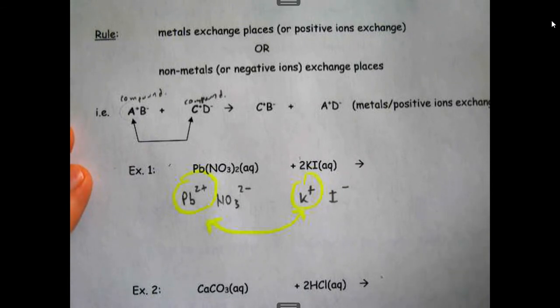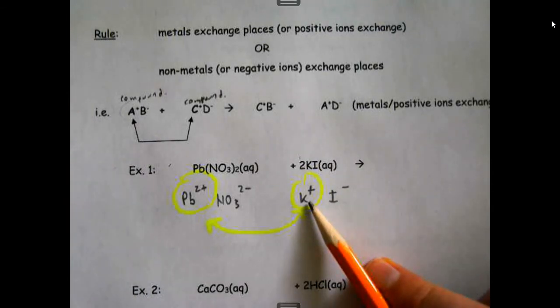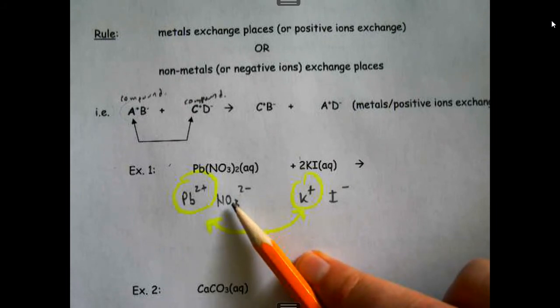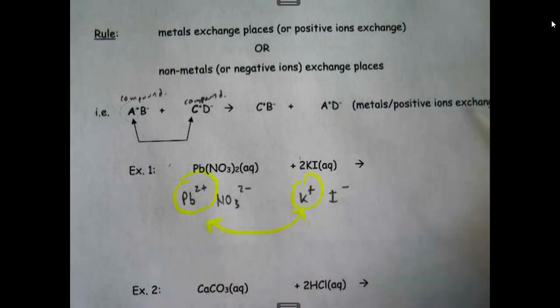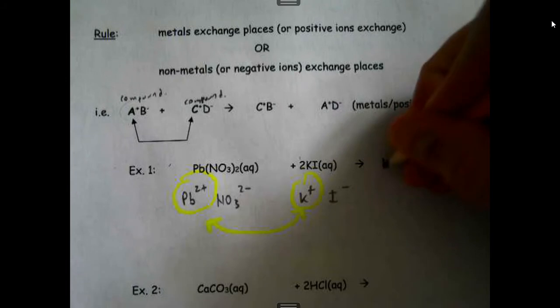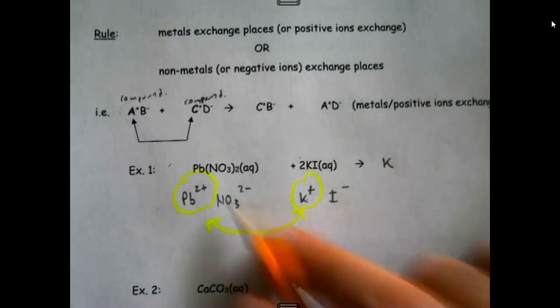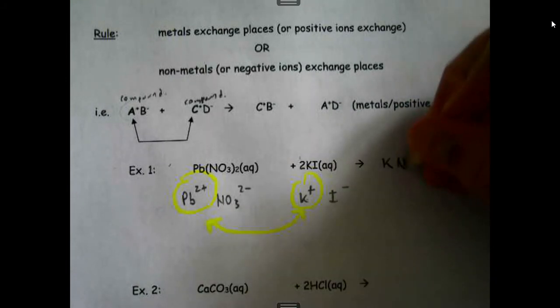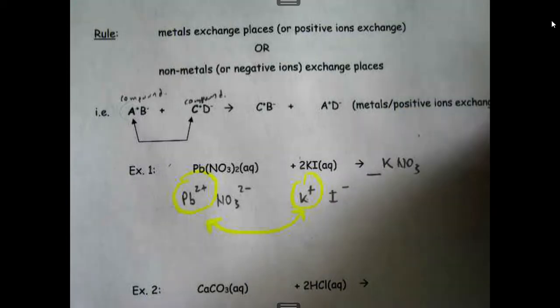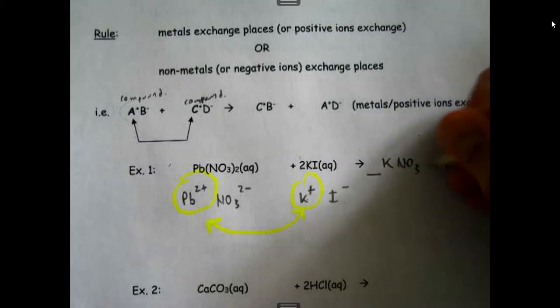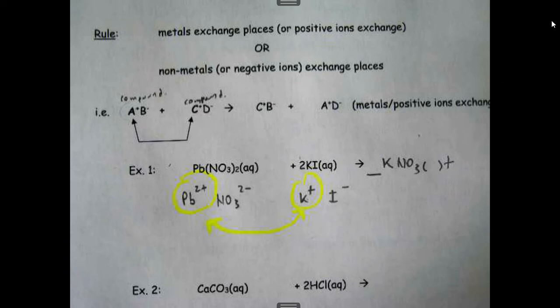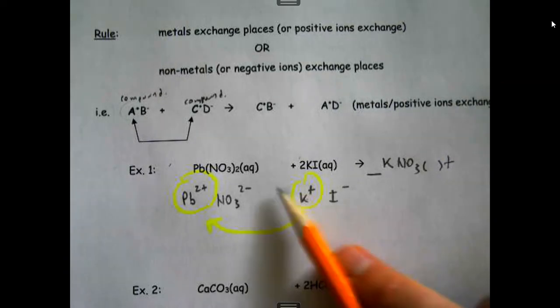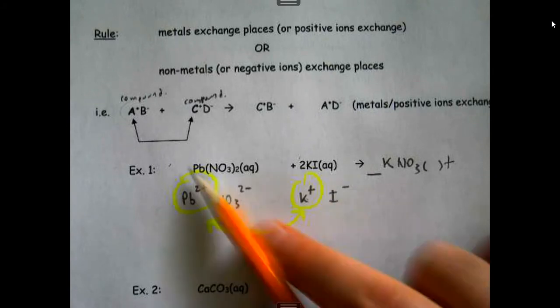So the products in this case will be: K will now end up going with the NO3, and the lead will end up going with the iodine. So we're going to get potassium with the nitrate. We'll make sure it's balanced after. I'm going to leave the states for the time being. We'll fill that in after because that's going to be a pretty important thing for us to do. Okay. And then the iodine is going to end up with the lead.